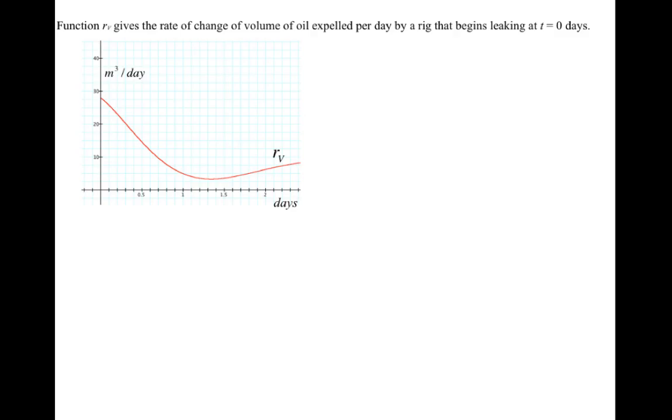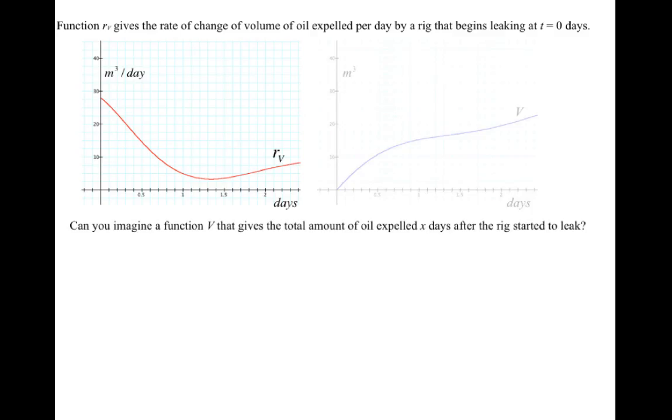So this is a rate of change function for the rate of change of volume of oil being expelled into the ocean, say, from a leaking oil rig. It begins leaking at t equals 0 days. We said that if that's the rate and there was no oil in the ocean to start with, then the volume of oil, the amount of oil, the accumulation of oil in the ocean might look something like this. And this is where we left off last time.